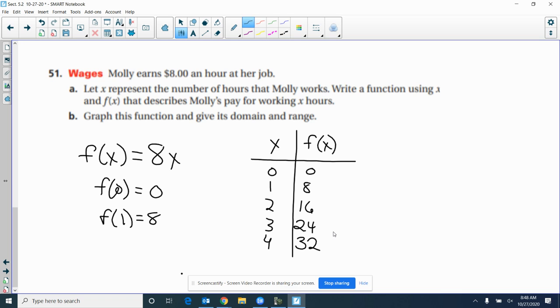All right, Jalen, what's my domain and range here? Domain is 0, 1, 2, ... So we can keep going on forever. So how would I want to list that? Jaylee, would you do 0 is less than or equal to x less than or equal to?